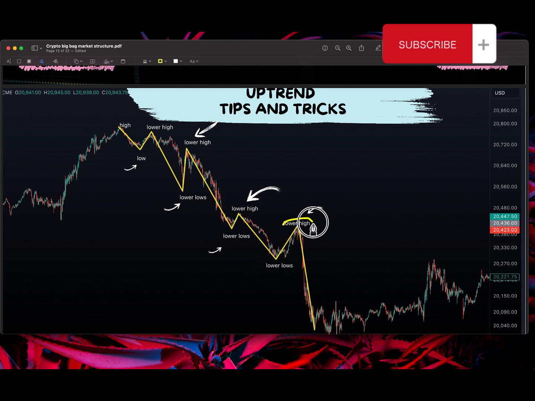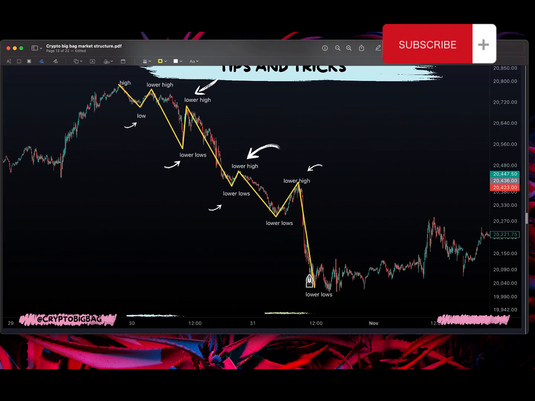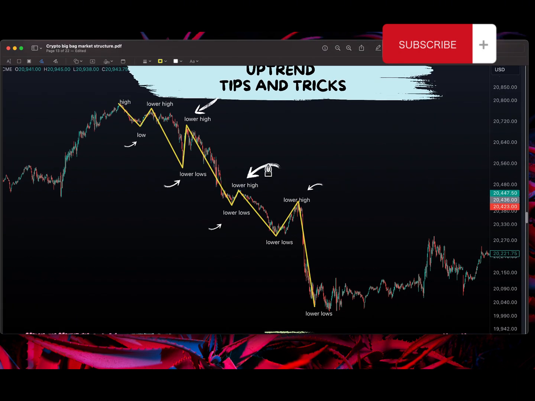You want to sell right here, around here, at a lower high. Your stop loss is going to be placed here because this lower high made a new low. Then take your profit at a potential lower low. In the next video, we're going to talk about how to identify where the potential lower highs are going to be forming, where it's going to be turning around, and all that. For now, I just want you to understand the basics of what a downtrend is.